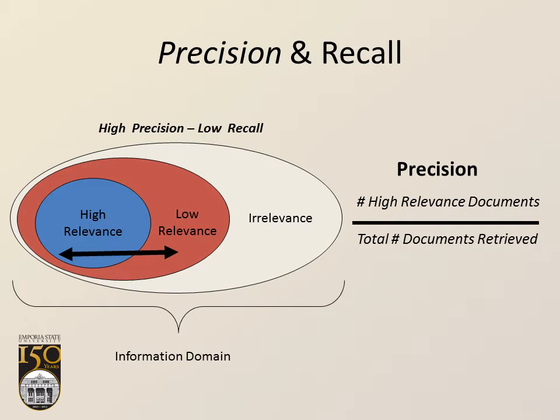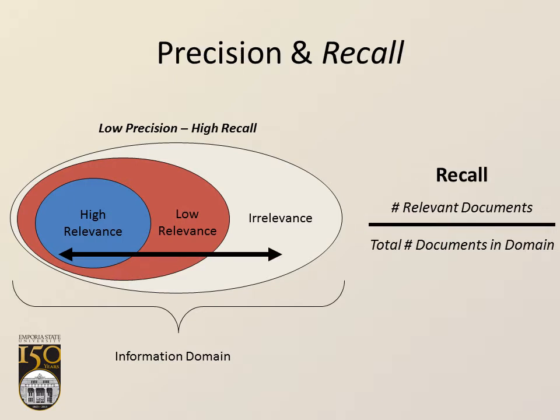So do you see how we can increase the precision of a search? We just add in more search terms. That is one way of increasing precision.